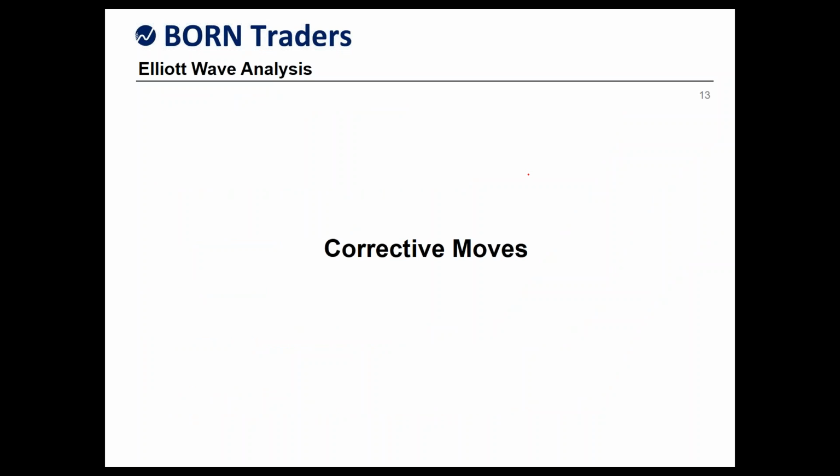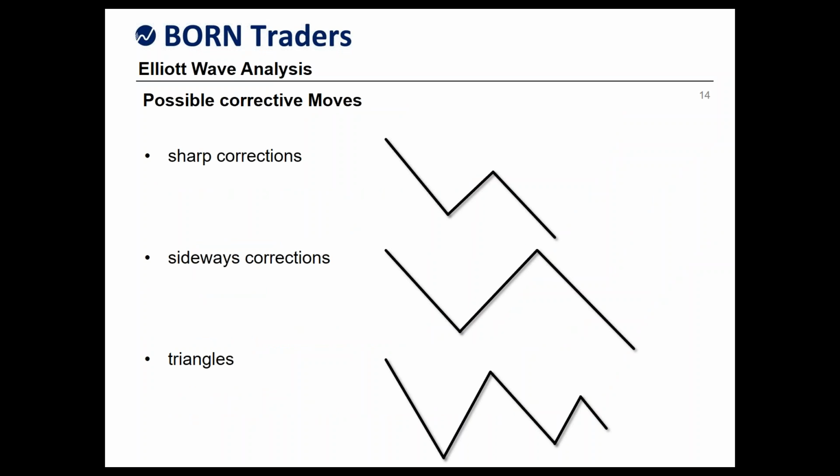Okay, what's the other time? The other part. If it's not an impulsive move, it's a corrective move. So we have to talk about this one too. And there are several different shapes. You can divide 3 different shapes mainly: a sharp correction, a sideways correction, and triangles. Today we are not talking about triangles. Triangles are a really cool form if you see them.